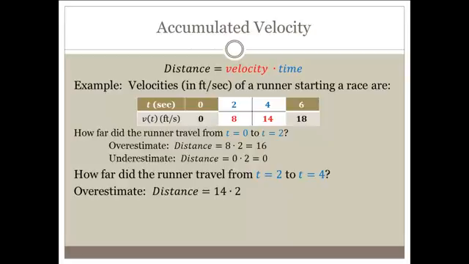For the overestimate, we will use a velocity of 14 feet per second. So the distance traveled is 14 times 2, or 28 feet. For our underestimate, we will use that the velocity is 8 feet per second. So our underestimate is that the distance traveled is 8 times 2, which is 16 feet. Again, logic tells us that the runner actually traveled somewhere between 16 and 28 feet in those 2 seconds.